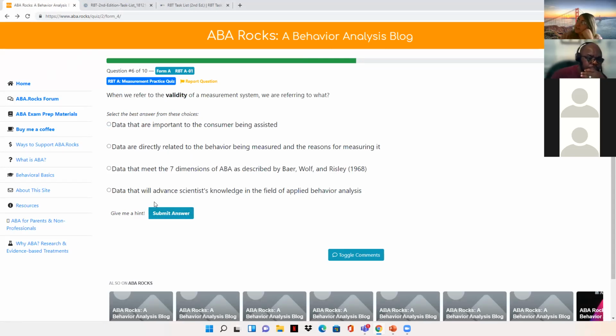When we refer to validity of measurement systems, we are referring to what? Oh, I didn't really go over validity, so we'll see if we can get this one. Data that are important to the consumer being assisted. Data are directly related to the behavior being measured and the reasons for measuring it. Data that meets the 7 dimensions of ABA as described by Baer, Wolf, and Risley, 1968. Data that will advance scientists' knowledge in the field of applied behavior analysis.